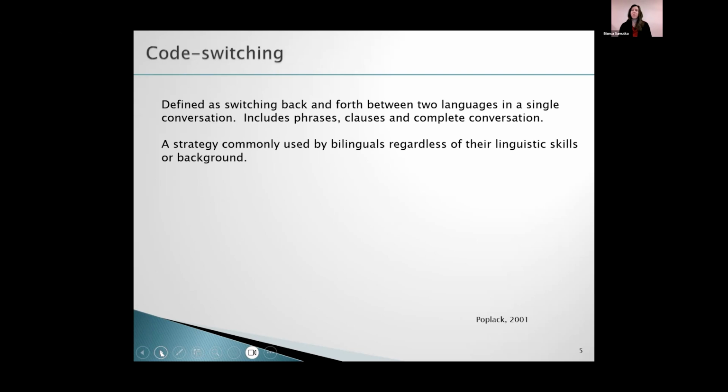So today we're here to talk about code switching, which is the process of switching back and forth between two languages in a single conversation. This involves phrases, clauses, and complete conversations. So this is not simply borrowing a word from another language. And this is a strategy used by many bilinguals despite their background.